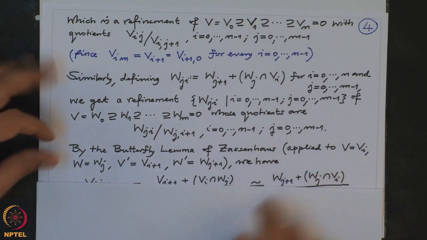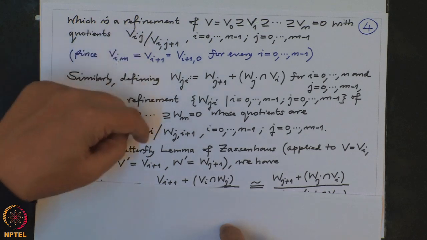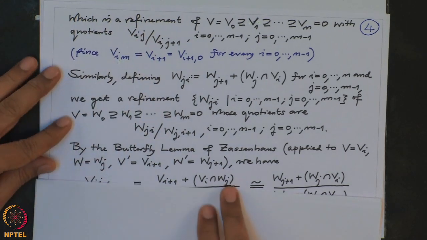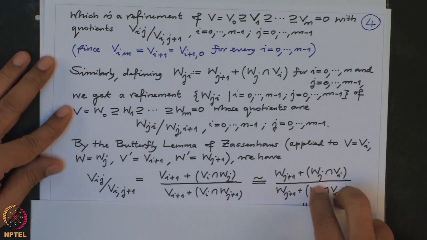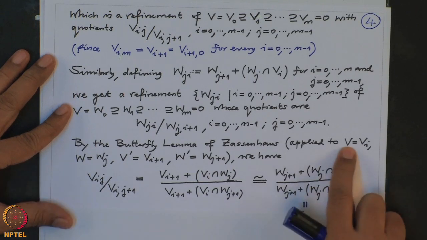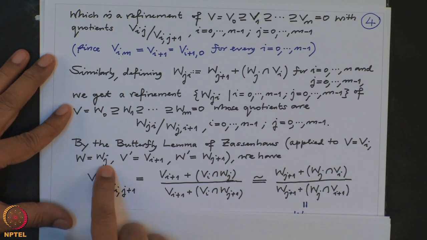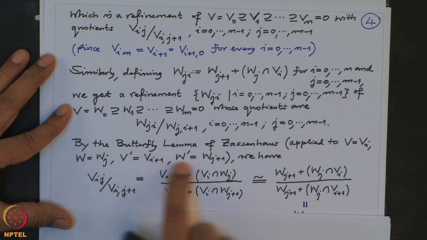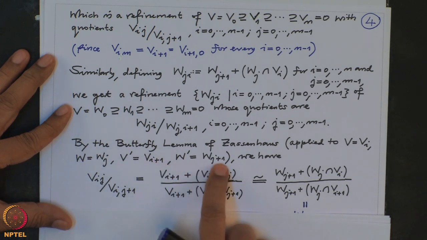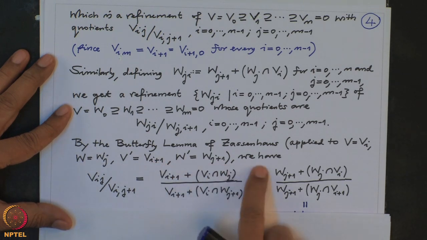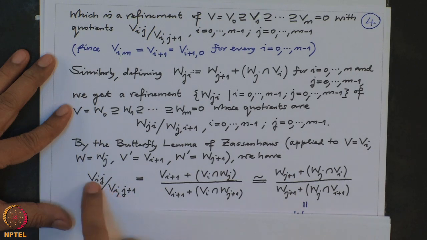But now, we want to prove that these quotients are the same. So the butterfly lemma will tell us, when I apply it to V equal to Vi, W equal to Wj, V prime equal to Vi plus 1 and W prime equal to Wj plus 1, we will have this quotient.